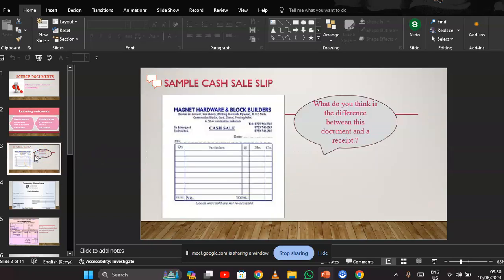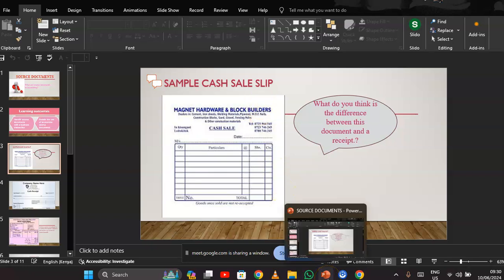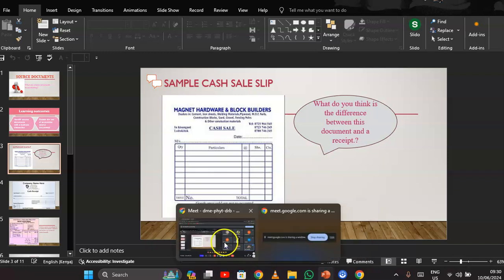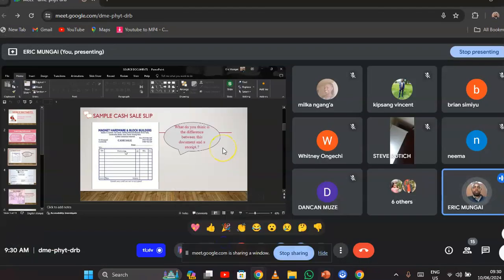An example, on your screen, there is a document there. It is a cash sale slip. Are you able to see that? That cash slip I was given when I went to buy a certain item in a hardware and paid in cash. So the transaction there was paying in cash for that item. So what do you think is the difference between this document and a receipt?